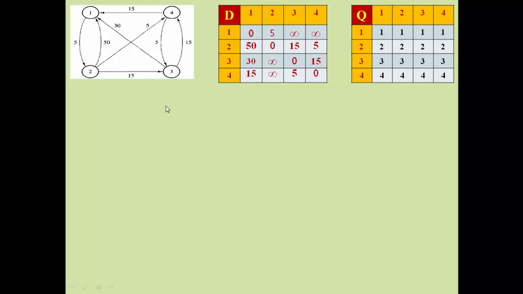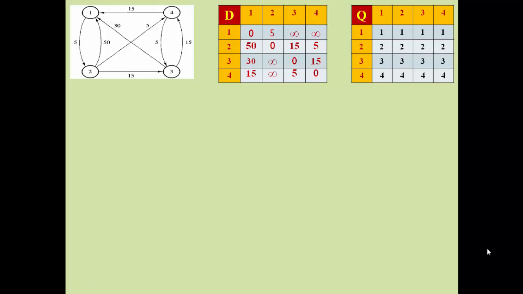So as per the Floyd algorithm, we have to consider every node as an intermediate node, and then identify the shortest path which is the minimum from all the possible intermediate nodes. So let us start. We will consider 1 as an intermediate node, 2 as an intermediate node, 3 as an intermediate node, and 4 as an intermediate node. And we will get different values of capital D and capital Q. At the end, we will have the shortest path in capital D, and we will have the intermediate node value in our capital Q.